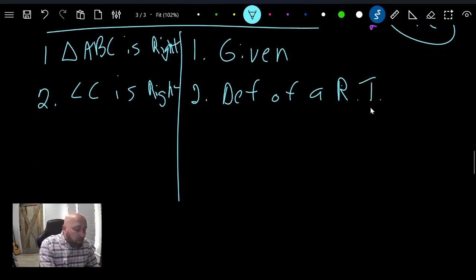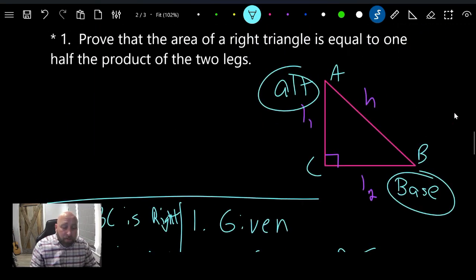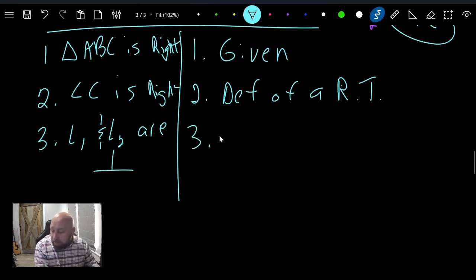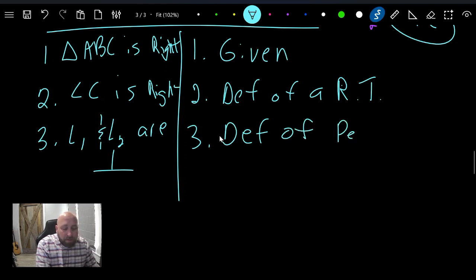Another thing that we know is that the legs are perpendicular. This leg and this leg are perpendicular, again, by definition of a right triangle. So you could say that leg 1 and leg 2 are perpendicular. And you would say that because, since you already did definition of a right triangle, you could say definition of perpendicular lines. Okay? Perpendicular lines. And I'm abbreviating things. I'm trying to make the video go a little faster.